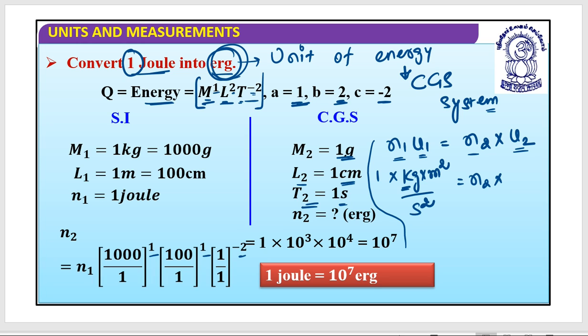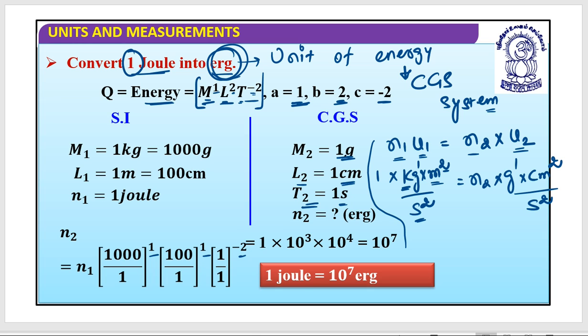This is kg, kg to the power 1. So here it would be in gram, gram to the power 1, multiplied by meter square. In the CGS system length would be measured in centimeter. So if here this is power 2, here power should be 2 only. Divided by time. Time is measured in second only. This is second square. Clear?